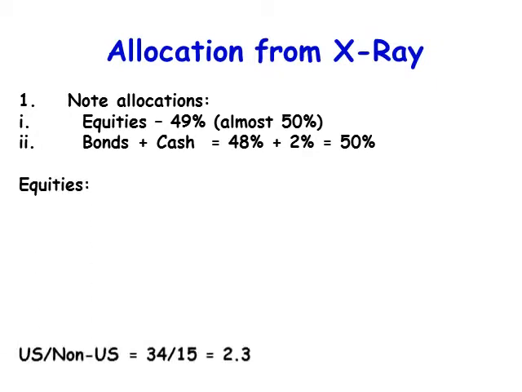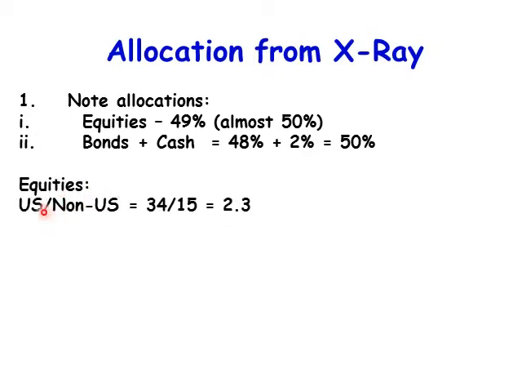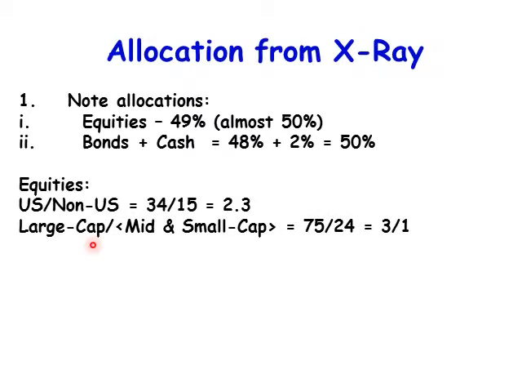Let's continue here, and look at this further. The US to non-US ratio is 34 to 15, which is the same as we targeted. We targeted 35 to 15, so this 2.3 is right on target here. And large cap to mid cap is 75 to 24. It's like 3 to 1, and that's what we're trying to target. So we are in good shape here. It's all on target. This is on target, 50-50.